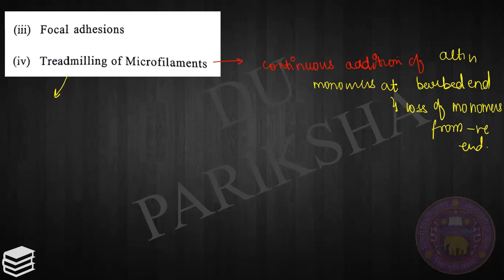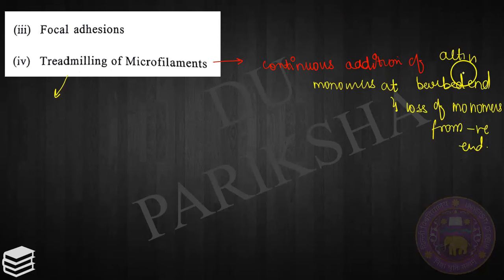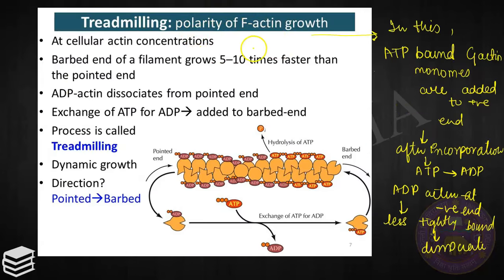पोलैरिटी, एक एंड इनका प्लस एंड होता है दैट इज बार्ब्ड एंड, एंड अदर वन इज द माइनस एंड दैट इज पॉइंटेड एंड। तो ट्रेडमिलिंग एक डायनामिक प्रॉपर्टी होती है, डायनामिक प्रोसेस होता है इन विच देयर इज कंटिन्यूअस addition of the actin monomers at the barbed end that is plus end and loss of the monomers from the negative end. So treadmilling is a dynamic process at cellular actin concentration.